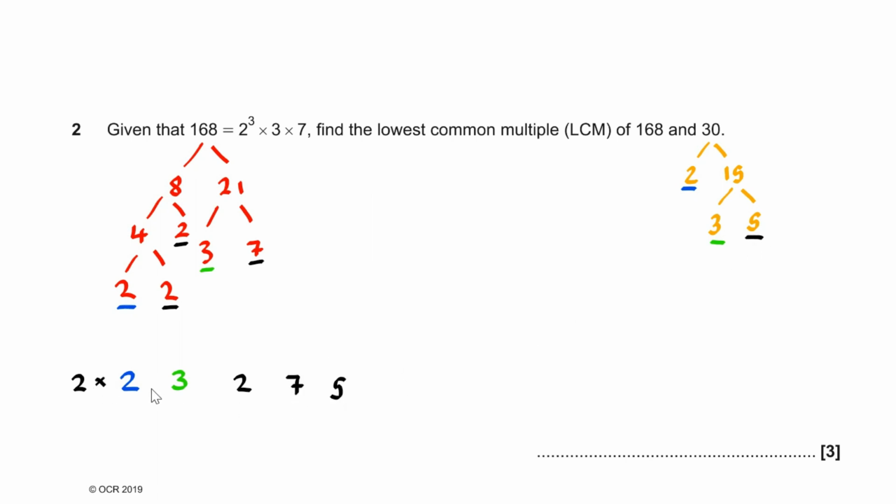So multiplying everything together, we have 4 times by 2, which is 8, times by 5, that's 40, times by 3, that's 120, and timesing that by 7, we get 840. So we end up with 840 as the lowest common multiple.